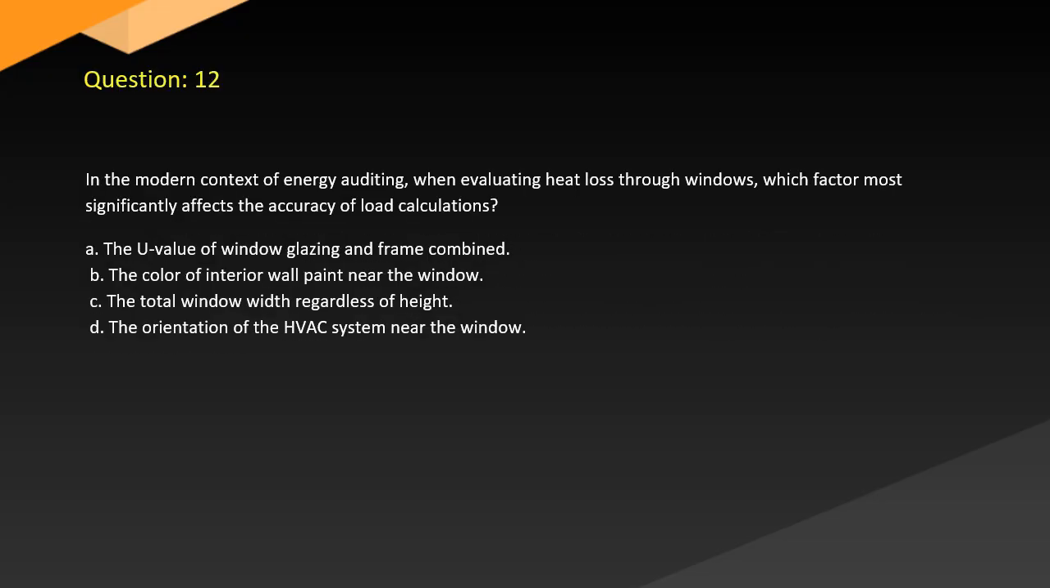Question 12. In a modern context of energy auditing, when evaluating heat loss through windows, which factor most significantly affects the accuracy of load calculations? A. The U-value of window glazing and frame combined. B. The color of interior wall paint near the window. C. The total window width regardless of height. D. The orientation of the HVAC system near the window.